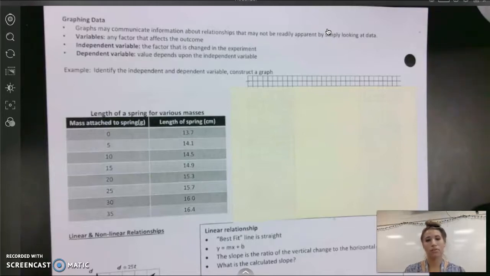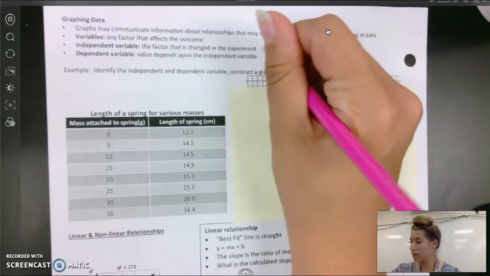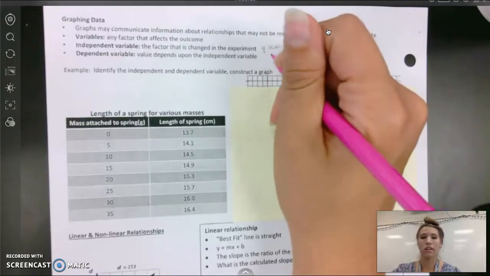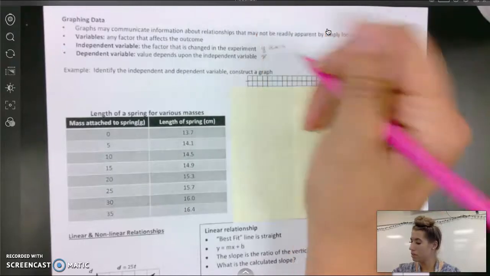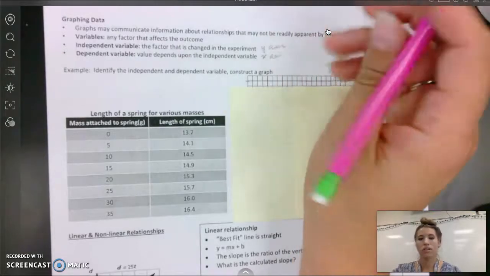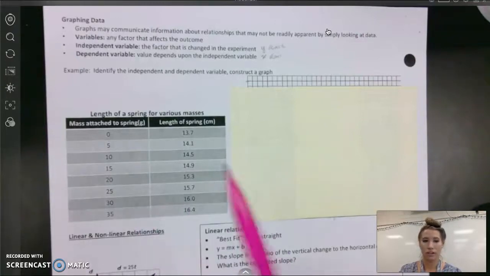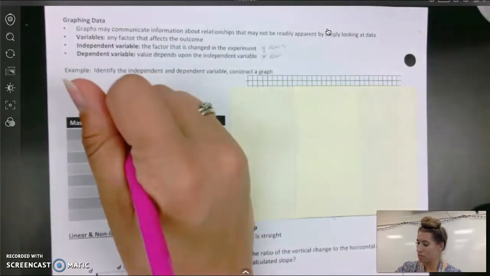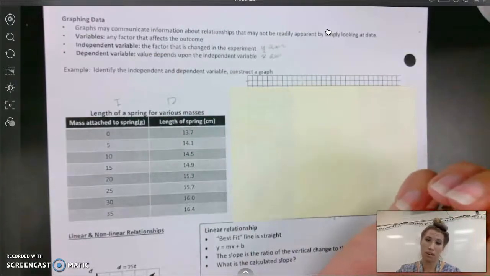Okay? Now, traditionally, we put the independent in the y-axis, and we put the dependent in the x-axis. Okay? So now, we need to identify our dependent and our independent. So the independent was the mass, and the dependent was the length of the spring based on that mass.